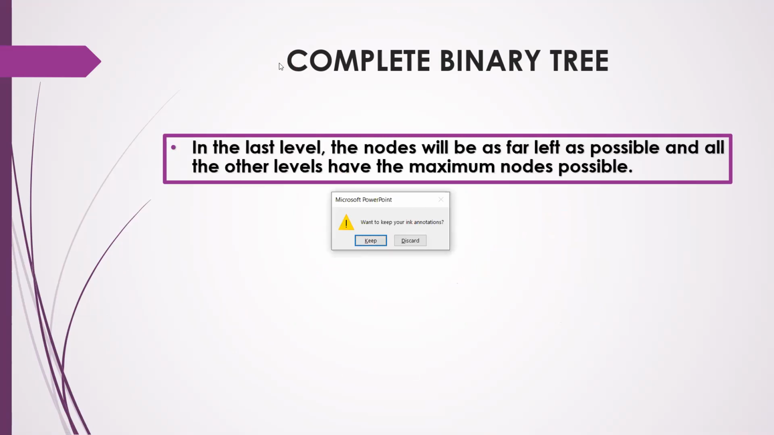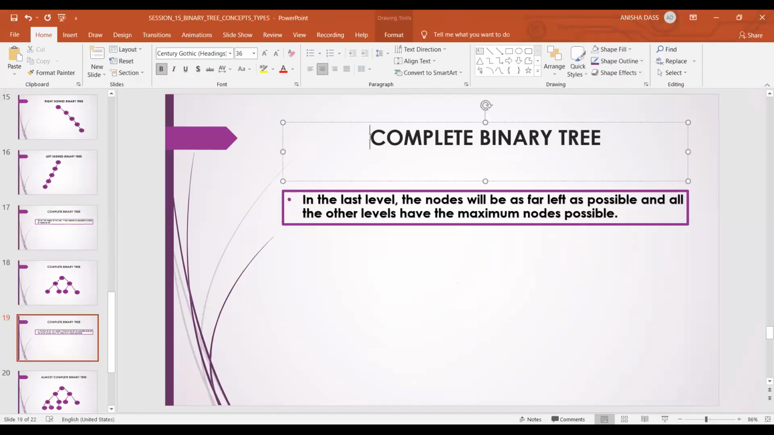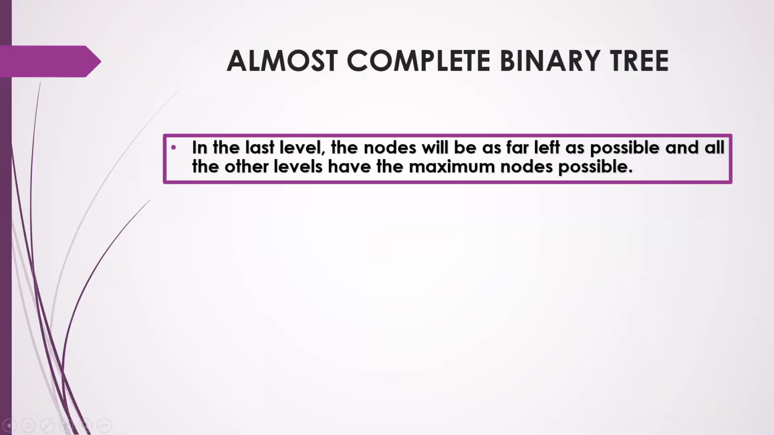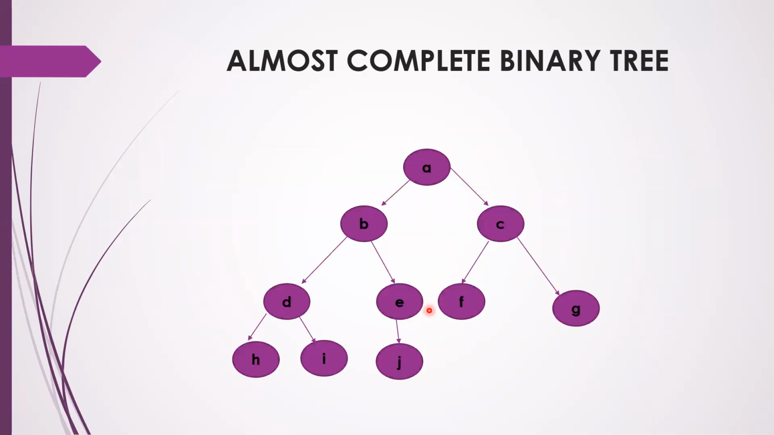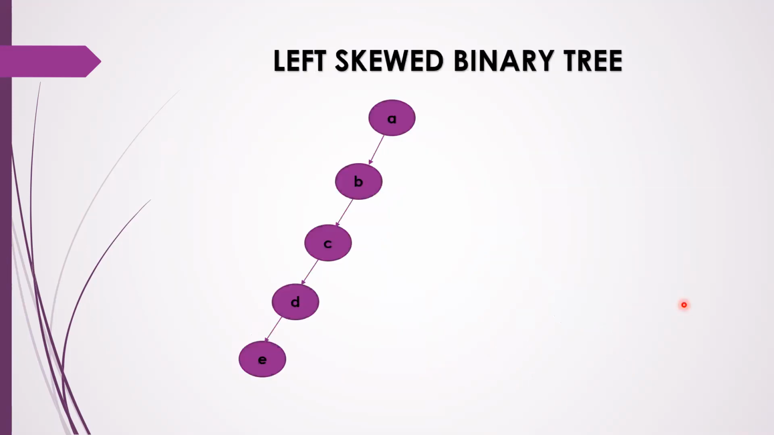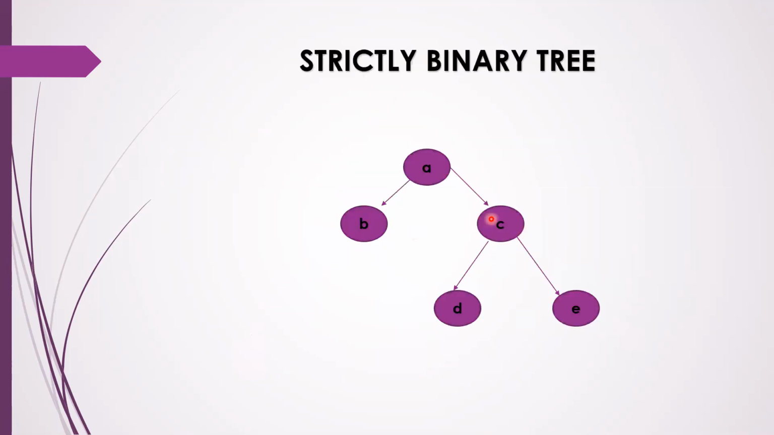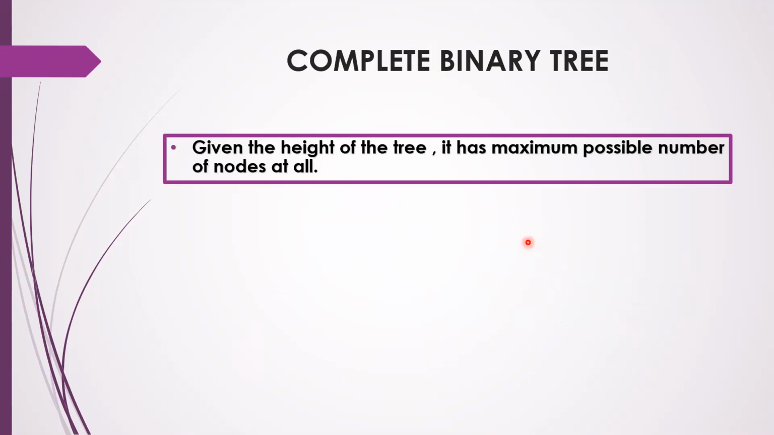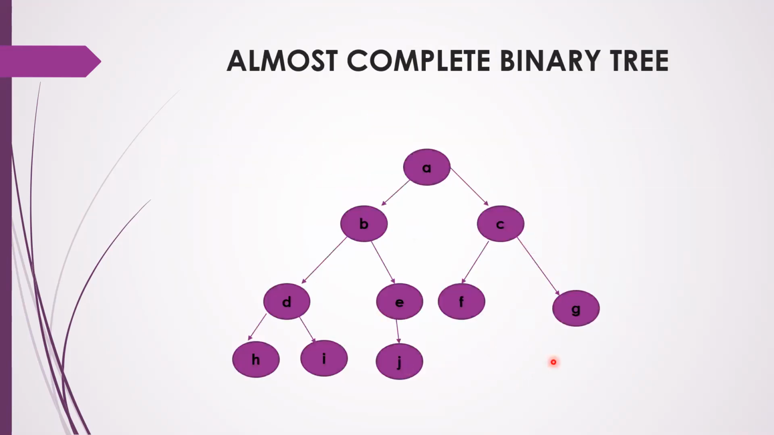Next is the almost complete binary tree. Almost complete binary tree means in the last level, the nodes will be as far left as possible, and all other nodes will have the maximum nodes possible. For example, here you can find some gaps, but it's almost complete because all the other levels are filled. Here it's not necessary that you should have nodes at all positions; you can leave it blank. But at the maximum levels it is filled, and only at the last level is it not filled.